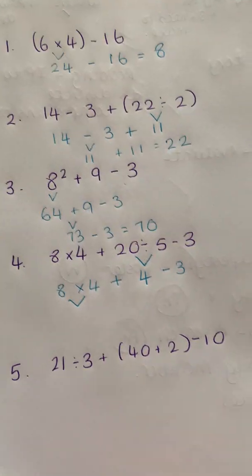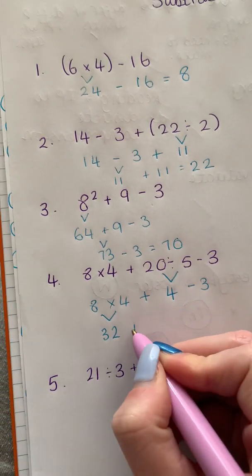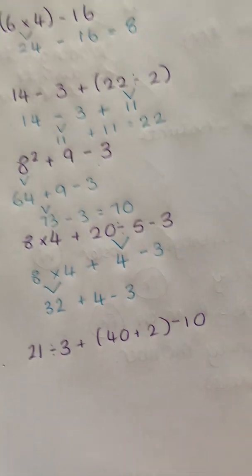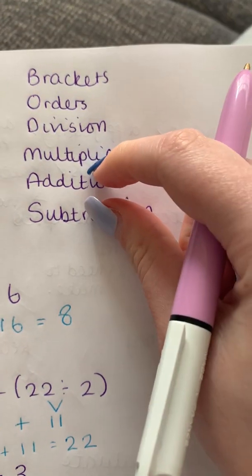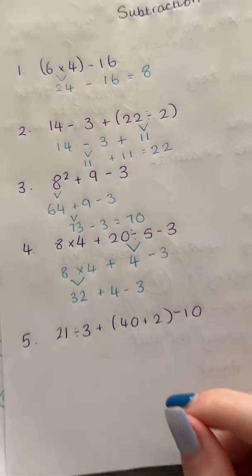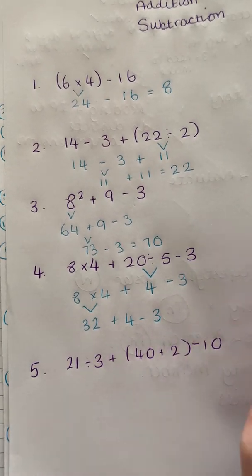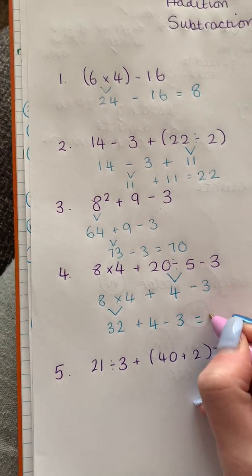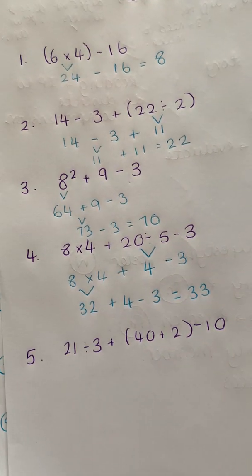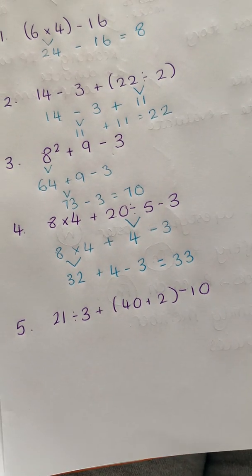Okay, now of those that are left, this one comes first, multiplication. So I'm going to work out my multiplication, and 8 times 4 is 32. Bring my other numbers down. And now that I'm left with addition and subtraction, which are worth the same thing, although they are in an order here, they essentially can be done in the same order. So we're just going to go left to right. 32 add 4, which is 36. Subtract 3 is 33.